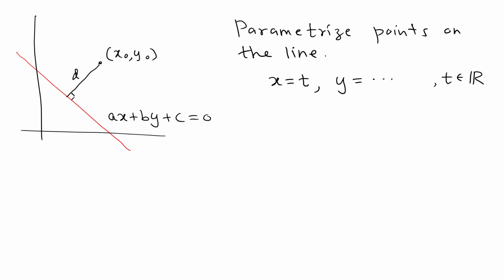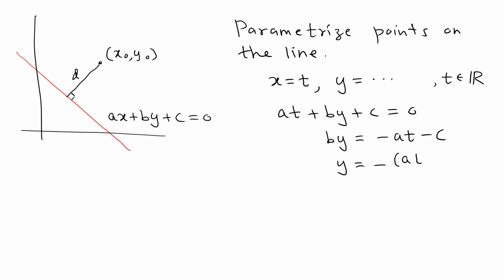So now we're going to solve for y. We know that a times t plus by plus c equals 0. So we leave by on this side and move all the other terms to the other side. So it's negative at, negative c, and then divide by b. Once you divide by b, you can pull the negative out, so it's negative (at + c) divided by b. So that is the parametric version of the y coordinate.